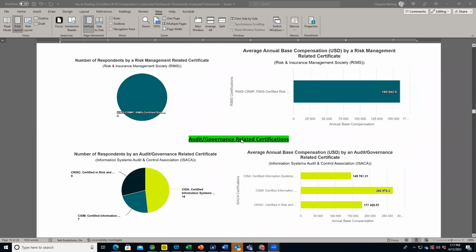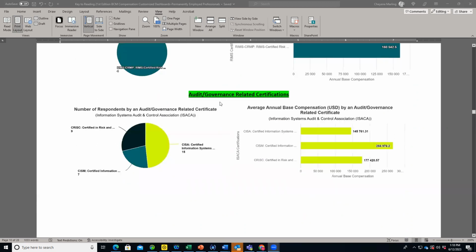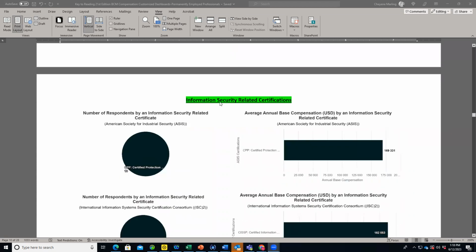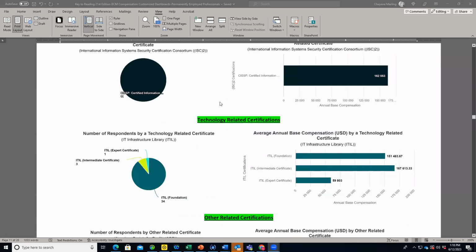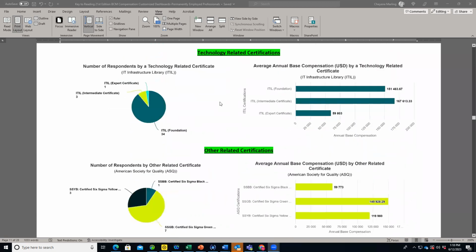I want to stress that only the certifications with an appropriate response were highlighted. So for example, for this RIMS CRMP in this sample key, there's only 4 people that had that certification. So it's really important when you look at the number to also take into consideration that the average comp for that certification is only taken from those 4 people who had it and who are in your dashboard. Then after audit governance, we have information security related certifications, technology related certifications, and then other related certifications as well.